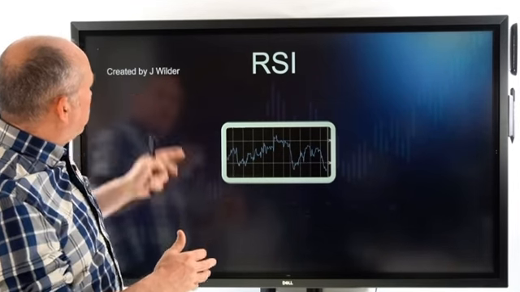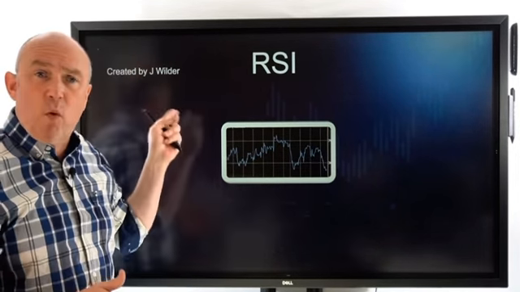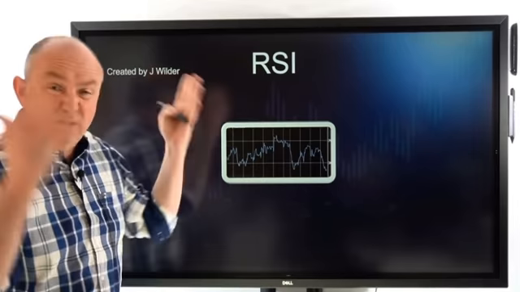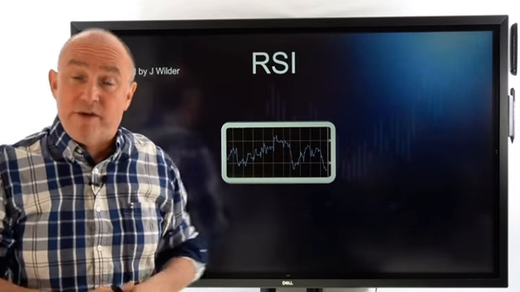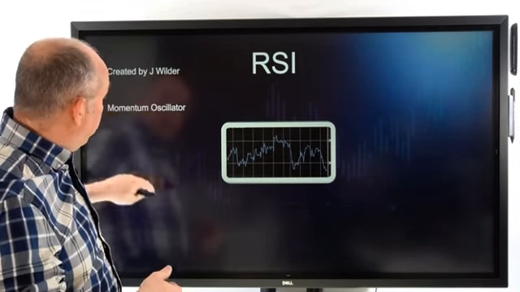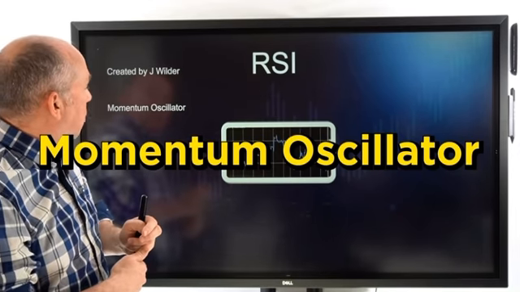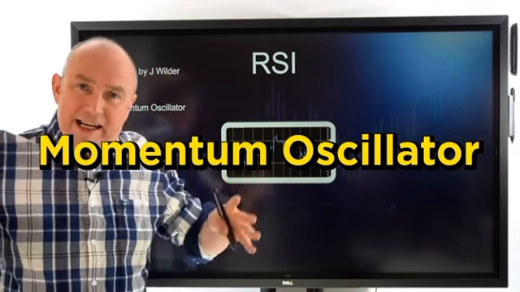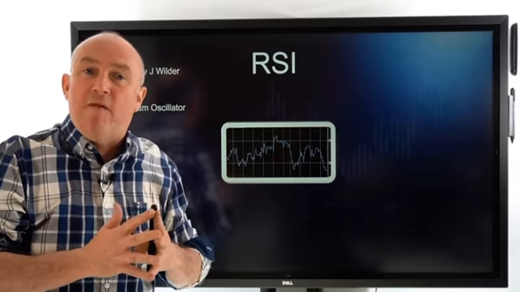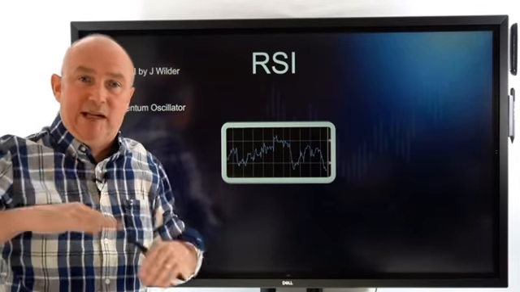The RSI indicator was created by a guy called James Wilder back in the 70s. I'm not sure you really need to know that, but there you go. I'll put it on the slide anyway, just in case you're interested. Okay, it is a momentum oscillator. Momentum basically meaning gauging the speed of a move, and it obviously ranges between levels. More about that in a second.